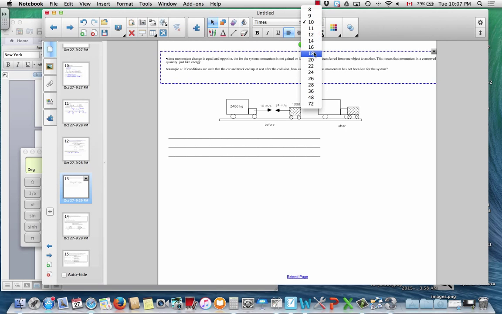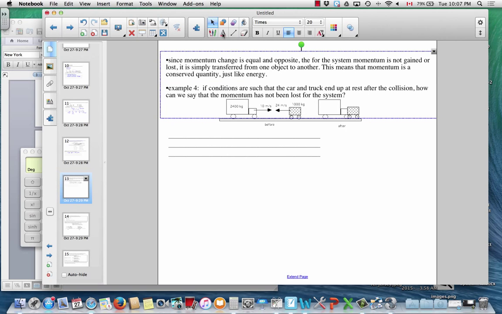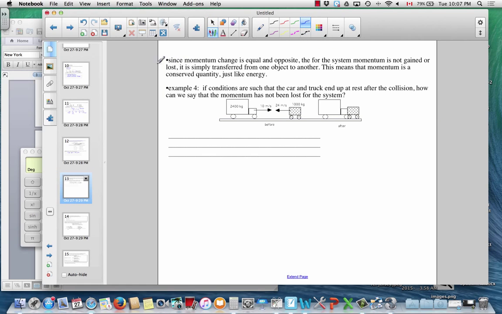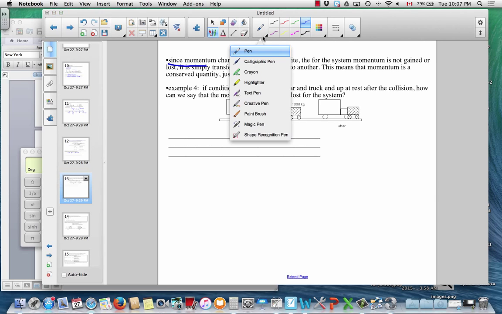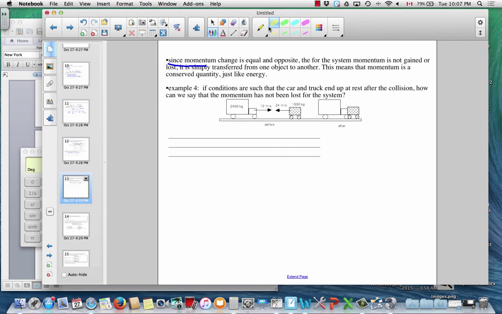Let's make that a little bigger so you can see it. There we go. And we could just highlight this. Here, let me use the highlighter. It's probably better. Highlighter in yellow. Okay, there we go. Since momentum change is equal and opposite, then momentum is not gained or lost. It's just transferred from one object to the other. And that means that just like the energy of the universe, momentum is conserved too. So momentum is another conserved quantity.